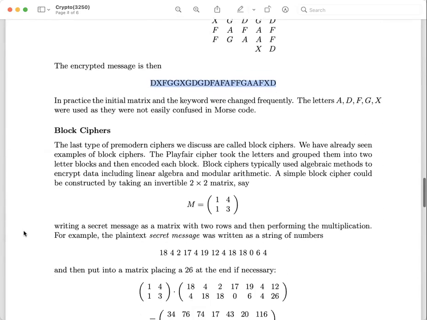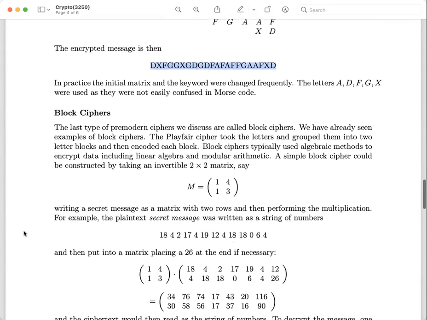Okay, that's why people were paid money to be cryptographers in World War I. Okay, so that's how that works. I have other methods here.